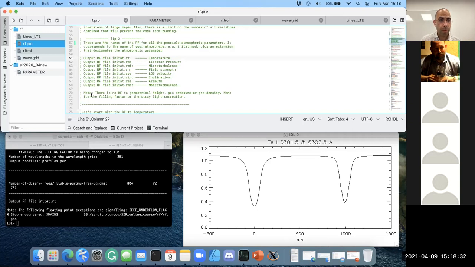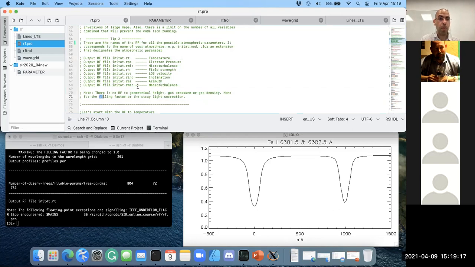And then as an additional note, there is no way, at least through the control file, of computing the response function to geometrical height, gas pressure, or gas density. I think this is essentially because, as we said last week, the code internally works with the combination between electron pressure and temperature. So these 3 parameters were added later on, and they are in fact not used during the inversion. They are computed after having a consistent atmosphere. And the same with filling factor and straylight correction. So you don't have response functions for those parameters.